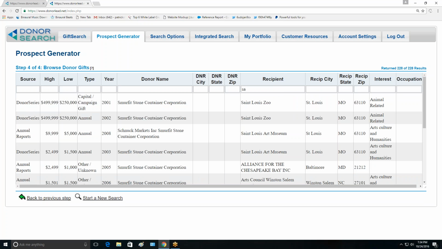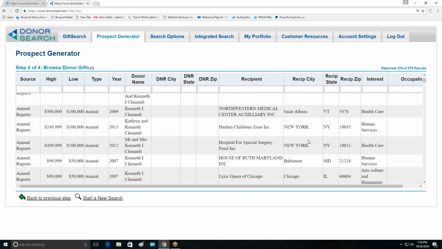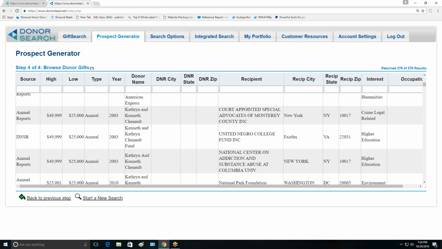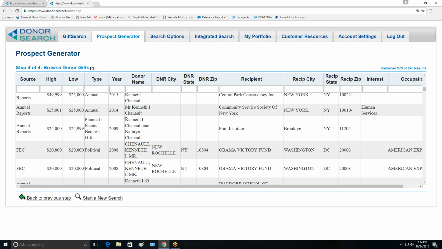So now we're going into an individual's donations that we found on 150 million records of philanthropy. So we're finding that, from high to low, this is a major donor, Kenneth I. Chenault, and Catherine, obviously that's his wife. And we see a lot of New York and New York and New York. So I imagine this gentleman is from New York.